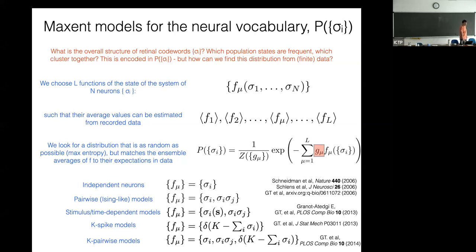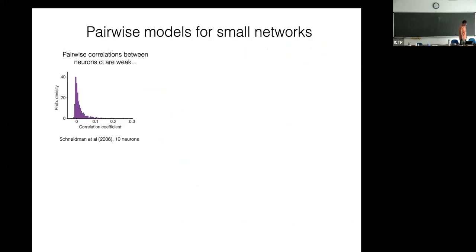for neural code analysis. So what was the big deal that Schneidman et al. did? They looked at very small subgroups of neurons, like 10 neurons. It has been known in neural coding for quite a while that if you record simultaneously from pairs of neurons, be it in the retina or in the cortex, qualitatively it will be the same. So if you record from many pairs and measure the correlation coefficient between any pair of neurons, you look at the distribution of these correlation coefficients, the normal Pearson correlation between -1 and 1, you will typically see something that looks like this.